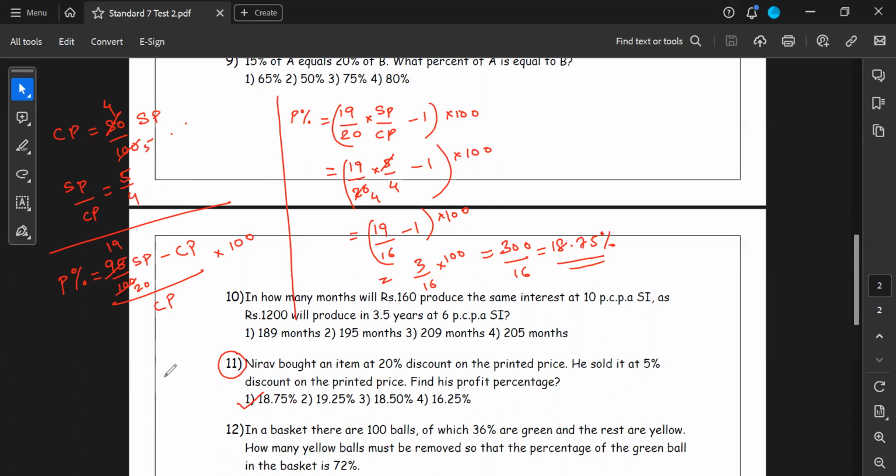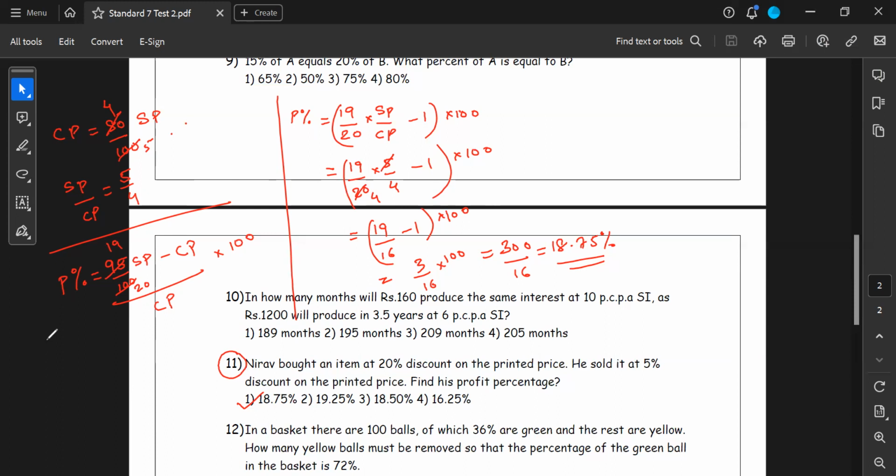Yes, Kannan, tell me. Sir, it will be easier if we can just take the printed price as 100 and do it like that. Mm, yeah, that way also can be done. Yes, we can do that. It will be easier.